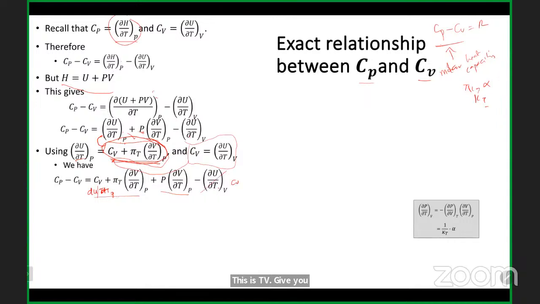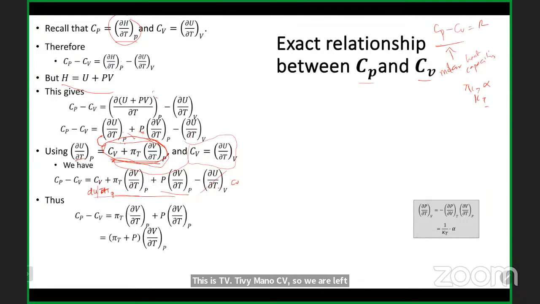Cv minus Cv. So we are left with pi t dv dt plus p dv dt. This can come out by factorization. So this is one expression. Does that mean this is equal to R? I leave you to that.